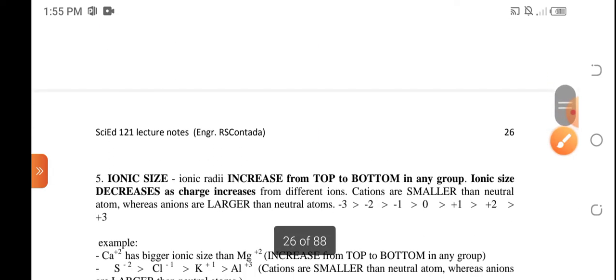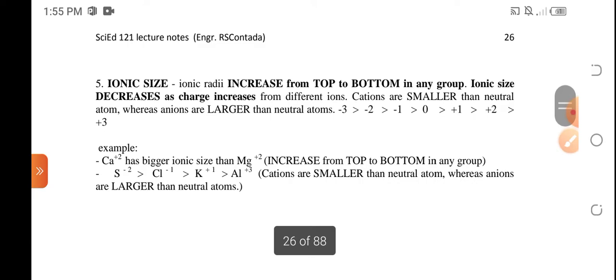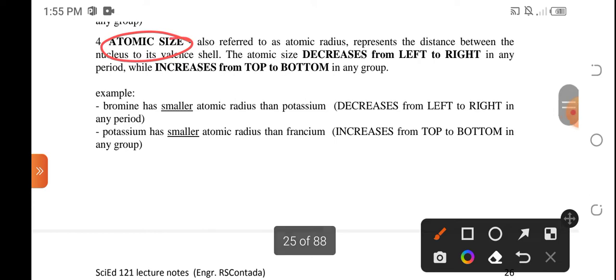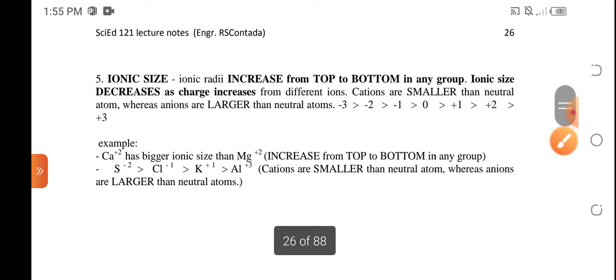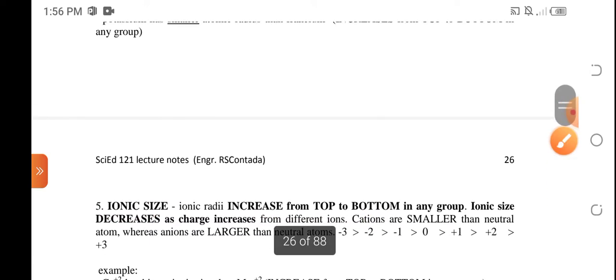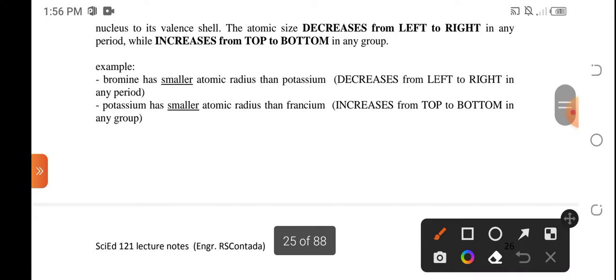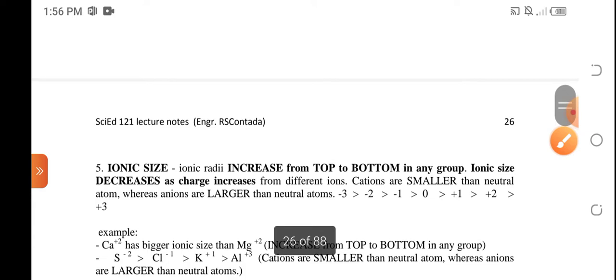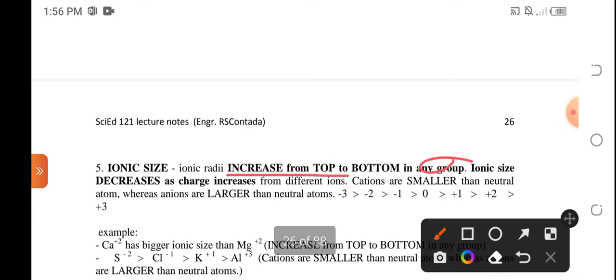Okay? And the last, for ionic size naman, magkaiba ang atomic size sa ionic size. Remember that atomic size, they are neutral atoms here, and for ionic size, we are dealing with cations and anions. This time ay charged atom 'to ngayon, charged. Okay? So, ang trend daw here is, it increases from top to bottom. Okay? So, parang parehas sila ni atomic radius. Atomic size increases from top to bottom. Okay? Increases from top to bottom in any group.